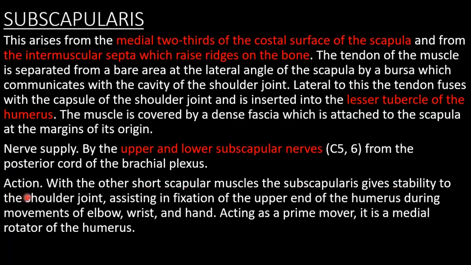Action: it is obviously a rotator cuff muscle, so it stabilizes the shoulder joint. In fact, it is a dynamic shoulder joint stabilizer. It will also assist in the fixation of the upper end of the humerus during the movements of the elbow, wrist, and hand. Acting as a prime mover, it is a medial rotator of the humerus.